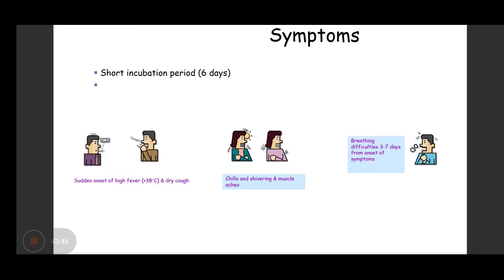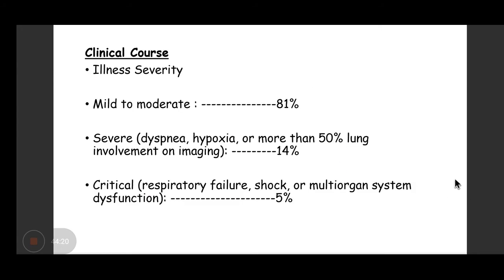There are some pictures. Initially there is a sudden onset of high fever with dry cough, then it ends up with chills and shivering and muscle aches, and after some time there is difficulty in breathing, 3 to 4 days from the onset of symptoms, and then severe pneumonia happens. So this is the routine pattern of the disease, but some people can have infection only up to this stage, other people only up to this stage. Very few people go to the severe stage.